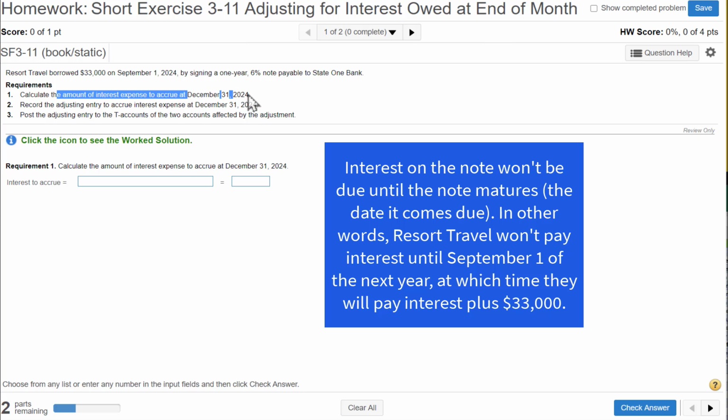So the way notes payable work is you do not pay the interest until the note matures. When will this note mature? 1 year from September 1st.